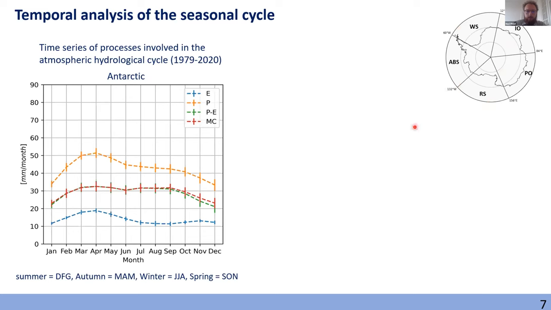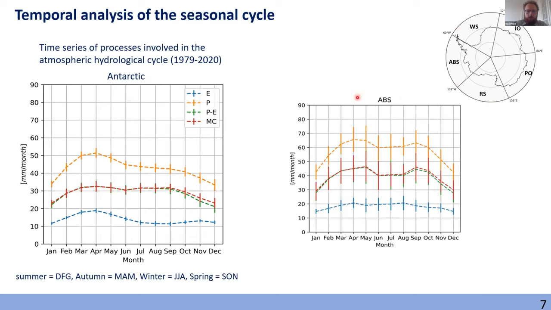What we see is that for the ABS sector, which is for the Amundsen and Bellingshausen Seas sector, we have a signal like a bump. And this bump comes mainly from the ABS sector, with this bump in the moisture convergence. And also we have a bump for the precipitation. So the question now is, what are the mechanisms behind this bump?